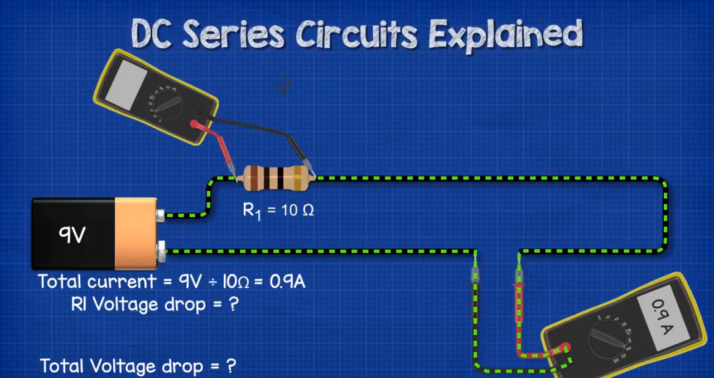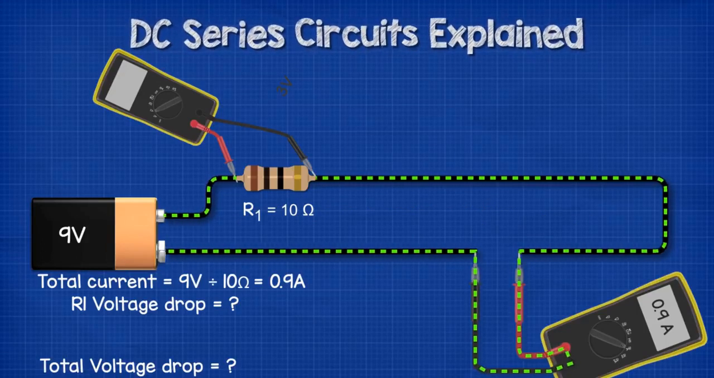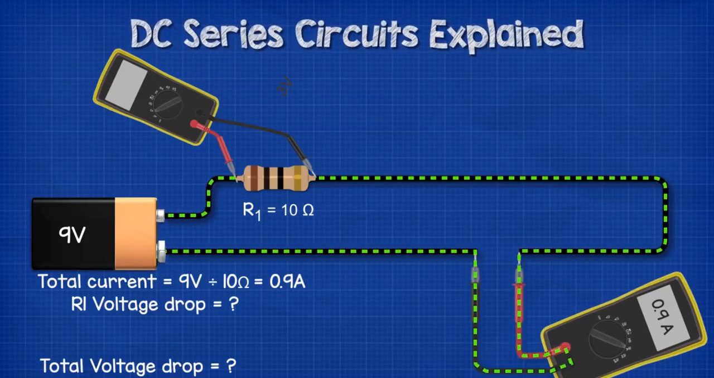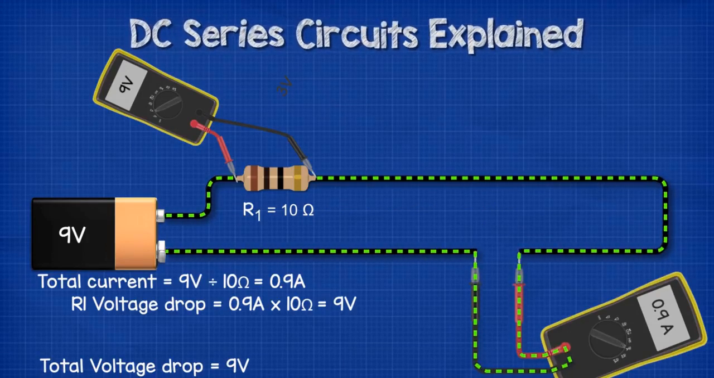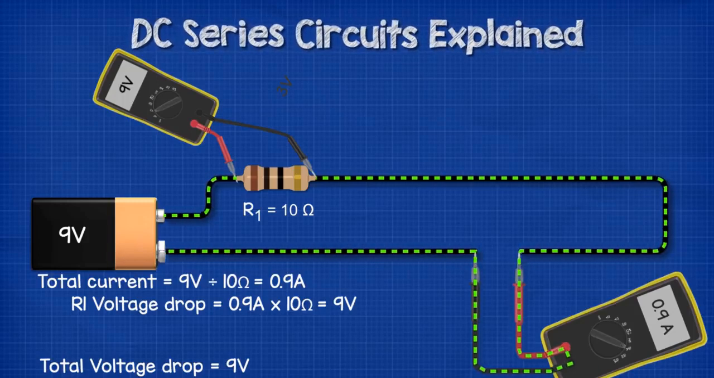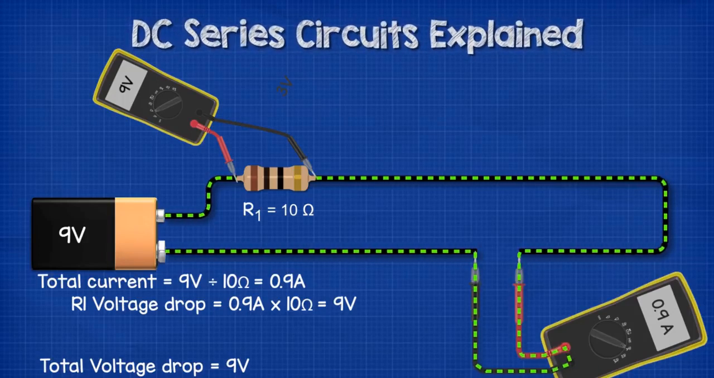The first circuit, there was a 10 ohm resistor by itself. The circuit had a current of 0.9 amps, so 0.9 amps multiplied by 10 ohms equals 9 volts. The voltage drop across the resistor is therefore 9 volts, and that's the same as the voltage source.